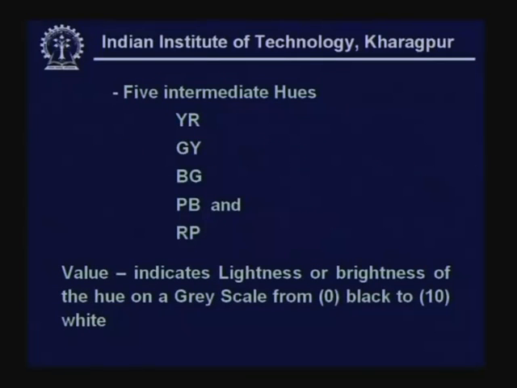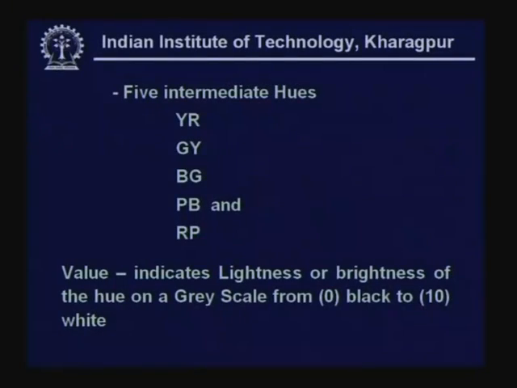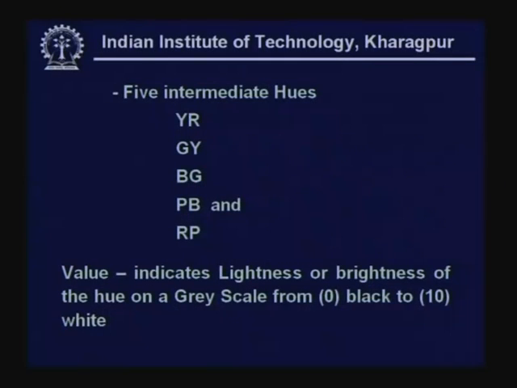The value, the second dimension of the Munsell specification, indicates whether the hue considered is light or bright. It is specified on a gray scale with 0 corresponding to black, 10 corresponding to white. So, a value indicates lightness or brightness of the hue on a gray scale. So, we have 2 of the 3 dimensions discussed, that is hue and value. Hue had principal hues and intermediate hues, and value connotes the lightness or brightness of the hue on a gray scale from 0 to 10, 0 corresponding to black, 10 to white.